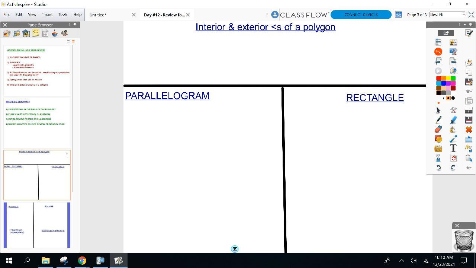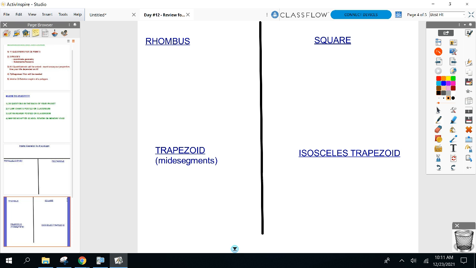I also designed this for you here so you can quiz yourself. Do I know all the parallelogram properties? Write them down. Do I know all the rectangle, rhombus, everything properties here, and then kites at the end. That's a little setup for you guys to quiz yourself on whether you know all the properties or not. Questions on those at all?